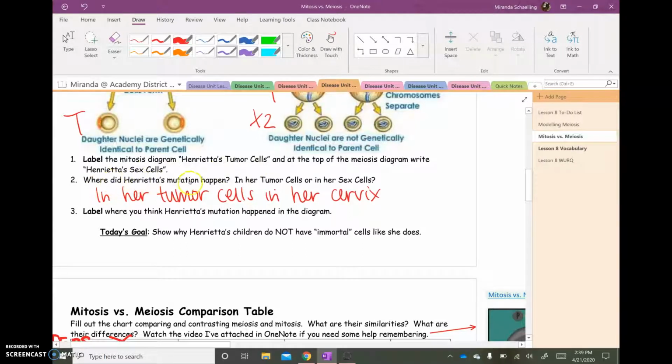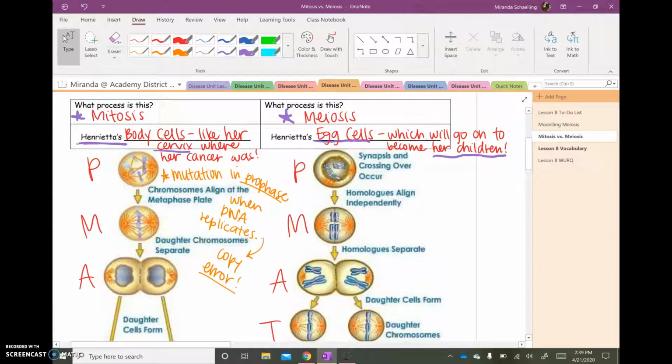Where did Henrietta's mutation happen? In order to get cancer, her tumor cells were in her cervix, which is part of her body, not part of her ovaries. Then it says label where you think Henrietta's mutation happened in the diagram. Over here in this orange star area, this is where her mutation happened, in prophase when DNA replicates.